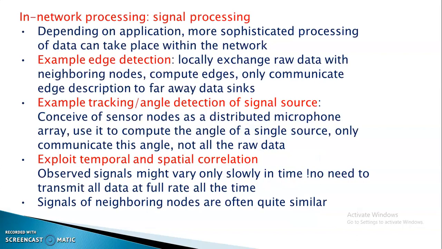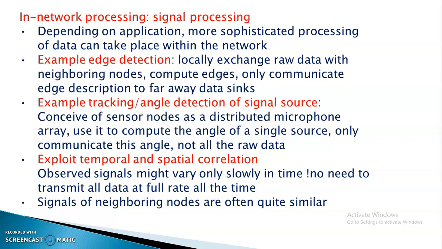The next one is about in-network processing, and the first one is signal processing. It depends on the application how sophisticated the processing of data within a particular network can be. Examples of applications are edge detection, tracking, angle detection, then temporal and spatial correlation.